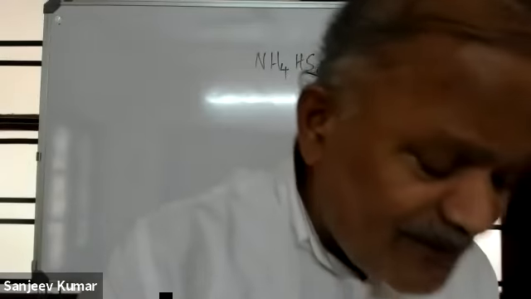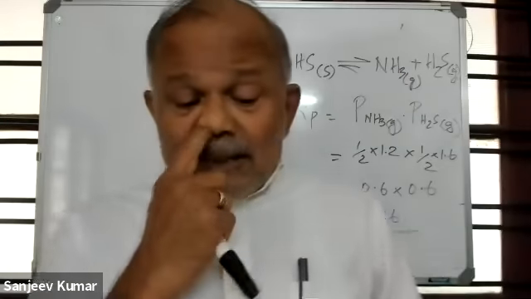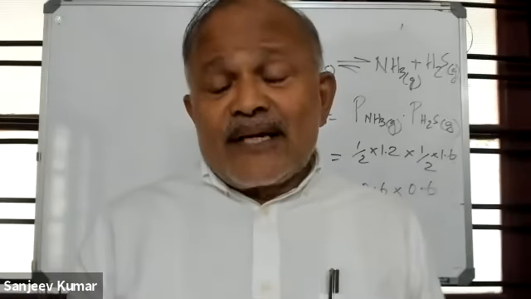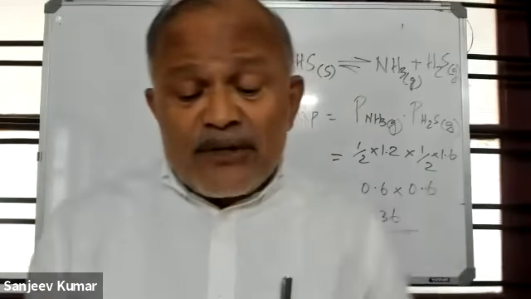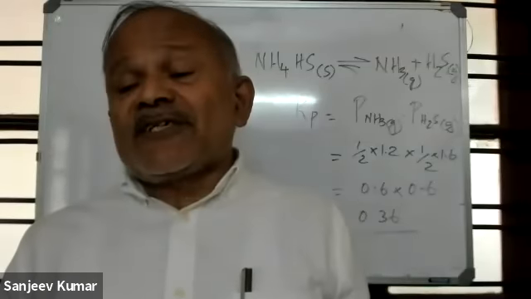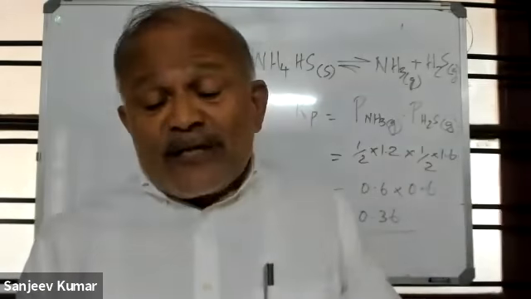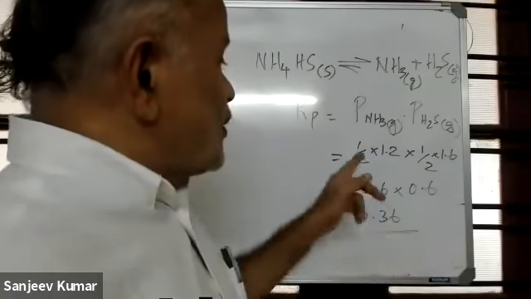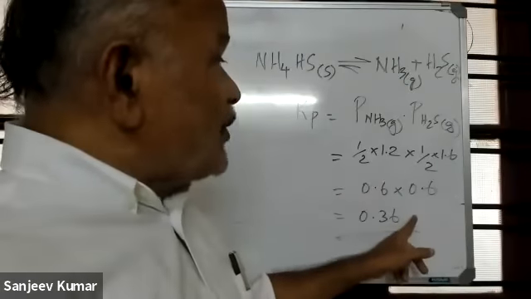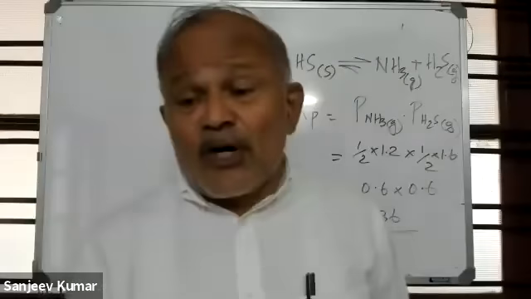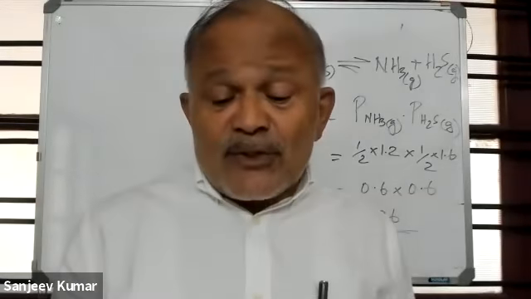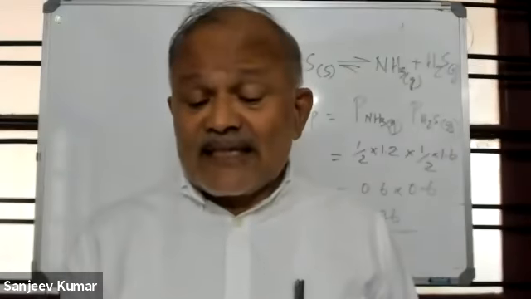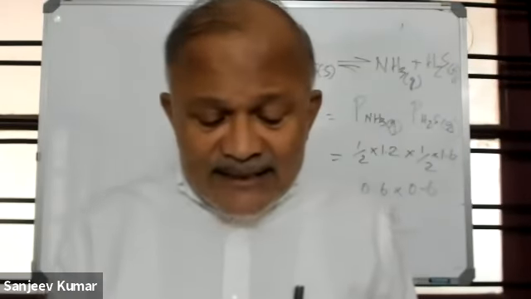What will be the unit of Kp here? Delta n is equal to 2, because the number of moles of gaseous product is 2 and the number of moles of gaseous reactant is 0, so delta n is 2 minus 0, that is 2. Therefore, it is 0.36 atmosphere raised to 2, which is the unit of Kp. But here the unit is not given, and the choice 0.36 is B. Answer is B.